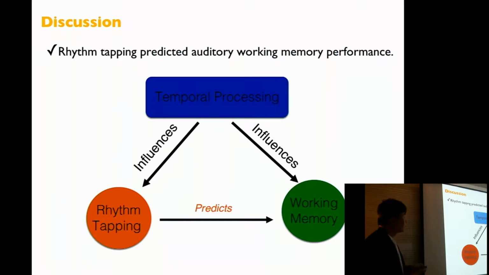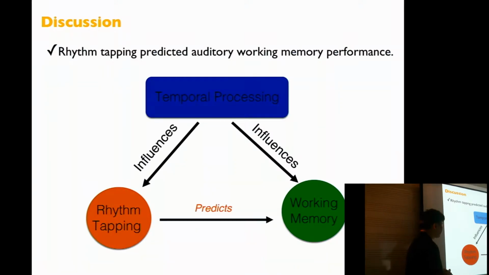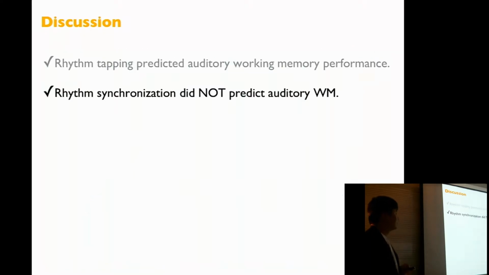So altogether, here are some discussion points. We found that rhythm tapping predicts auditory working memory performance. This is the model that we were testing, because rhythm tapping and working memory both depend on temporal processing. If you can measure their rhythm tapping interval, then you can actually predict the working memory as well. And we found that that was actually the case. Unlike the rhythm tapping interval, rhythm synchronization did not predict auditory working memory.